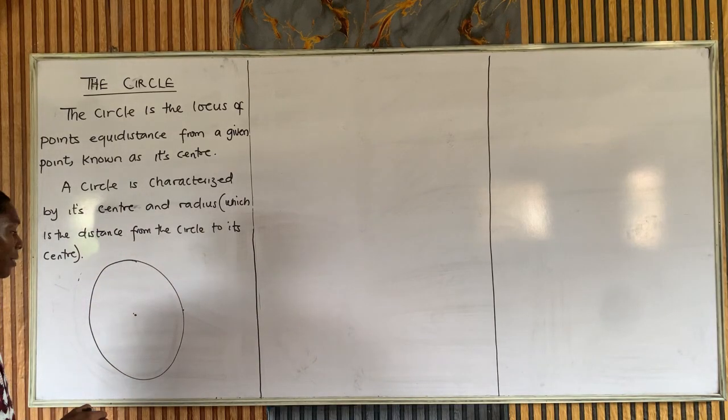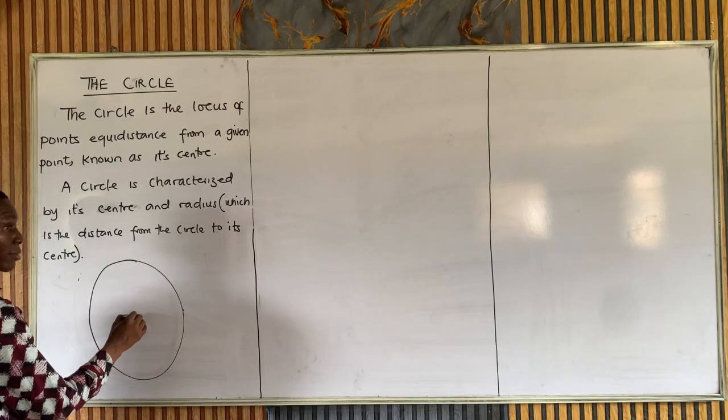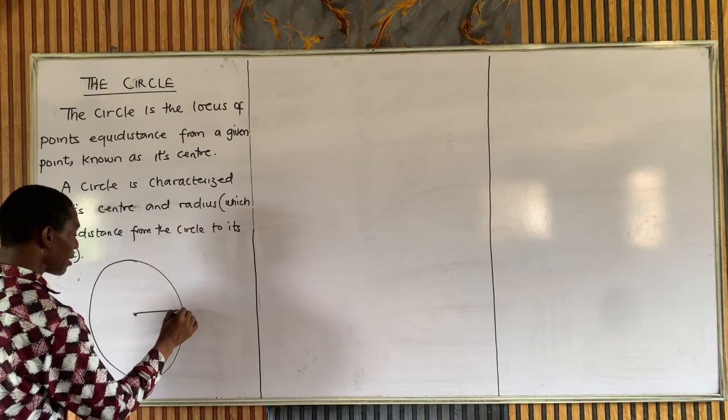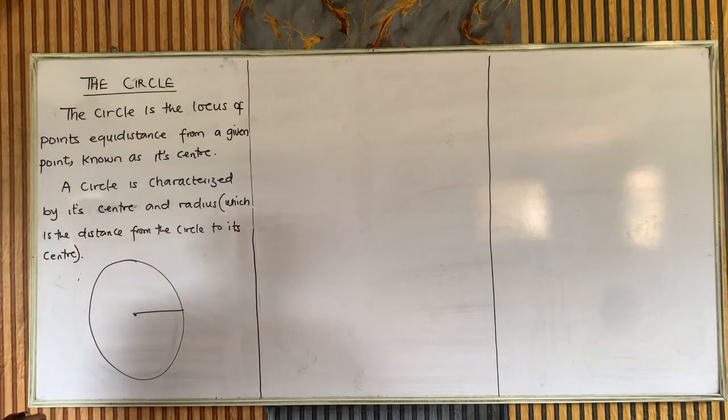That's the circle actually. This is called the center of the circle, and the distance from here to here is called the radius. Now let's look at the equation of a circle.